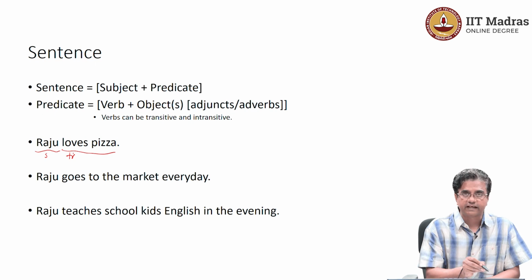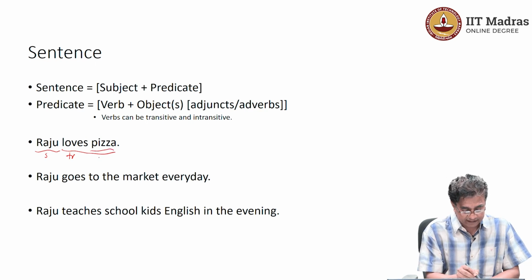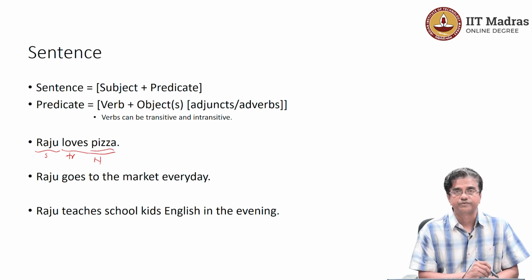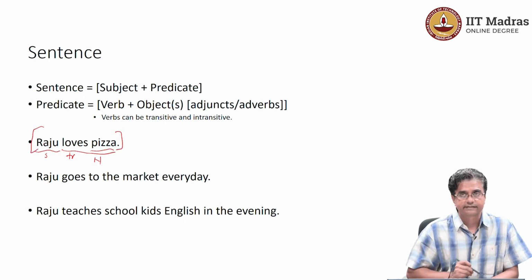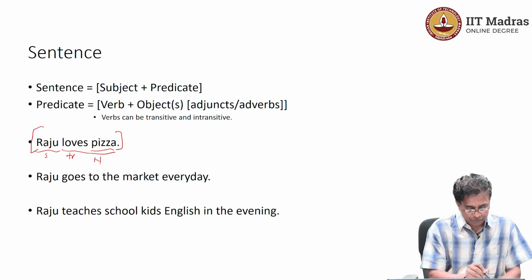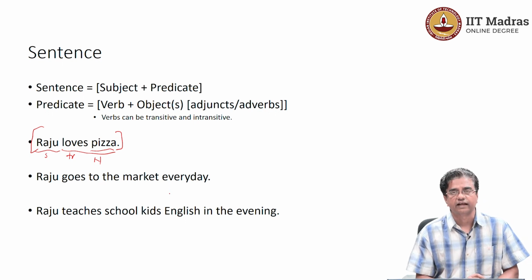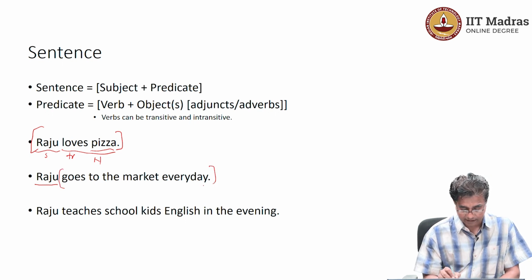So love being a transitive verb, it requires an object, and in this case, pizza as a noun is the object of this transitive verb, and that completes this sentence. Let's look at another one. Raju goes to the market every day. If we apply our understanding of a sentence, Raju is the subject of the sentence. Rest of it is predicate.